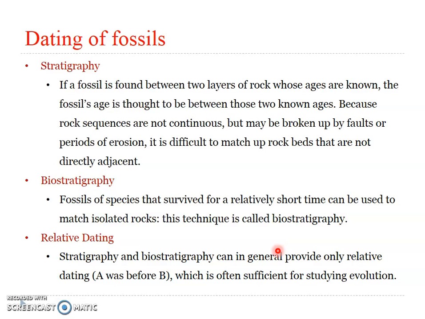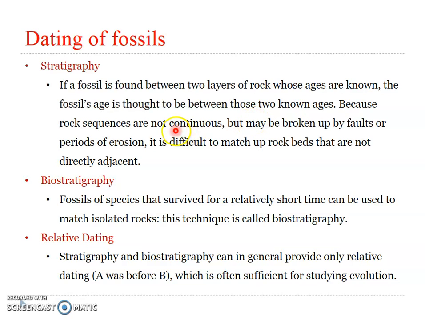Now, relative dating has two kinds, that is stratigraphy and biostratigraphy. Stratigraphy: if a fossil is found between two layers of rocks whose ages are known, the fossil's age is thought to be between these two known ages. I hope you got it. We have excavated a particular area, and we have found a fossil between two layers of rocks, and we know the ages of those two layers of rocks, and we estimate that the age of the fossil will be between those two known ages.